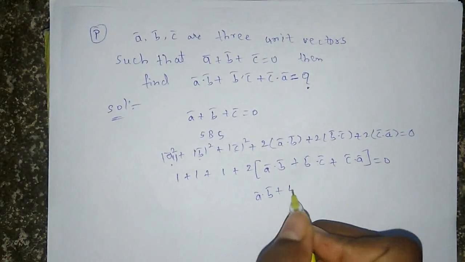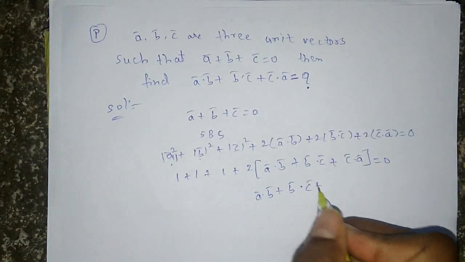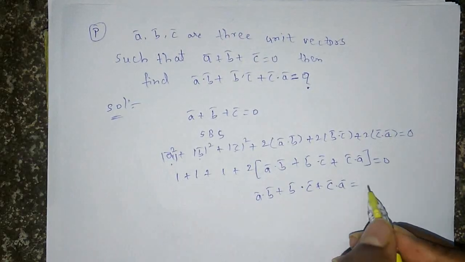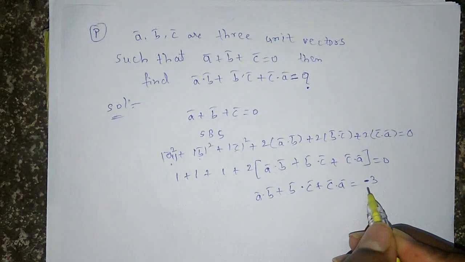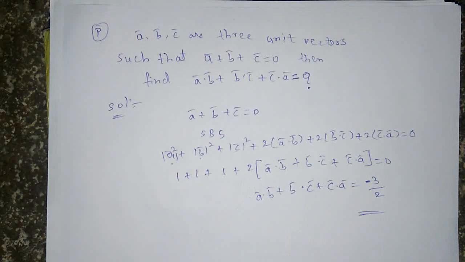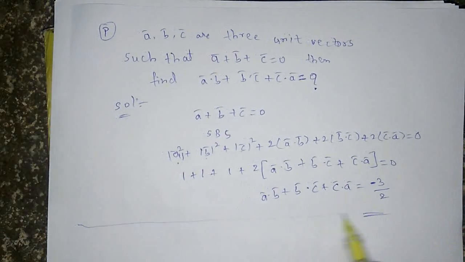This implies a bar dot b bar plus b bar dot c bar plus c bar dot a bar is equal to, 1 plus 1 plus 1 is 3, it will be minus 3. This 2 will come here, it will be divided by 2. So our required value is minus 3 by 2.